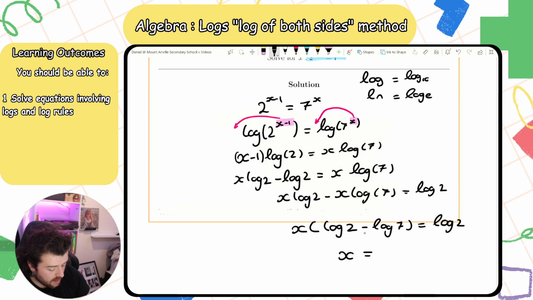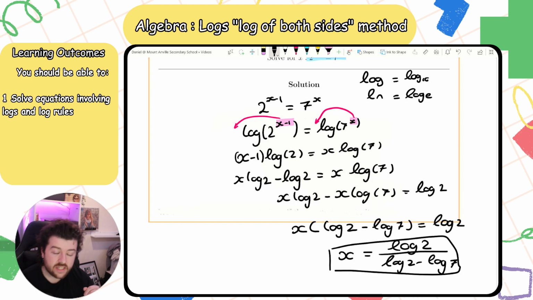Divide both sides by log 2 minus log 7. You get here x is equal to log 2 all over log 2 minus log 7. And that is a perfectly valid answer. And if it just says round to 2 or 3 decimal places, you simply put that into your calculator.